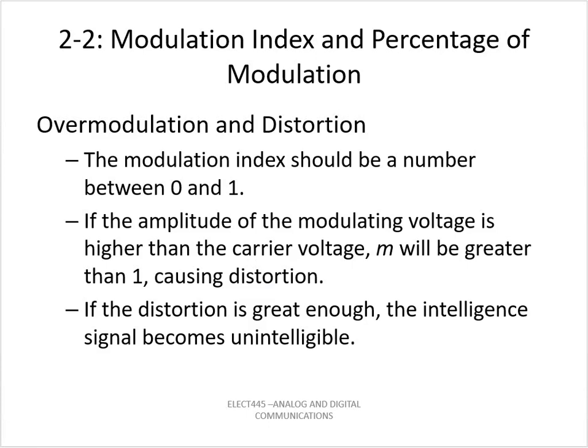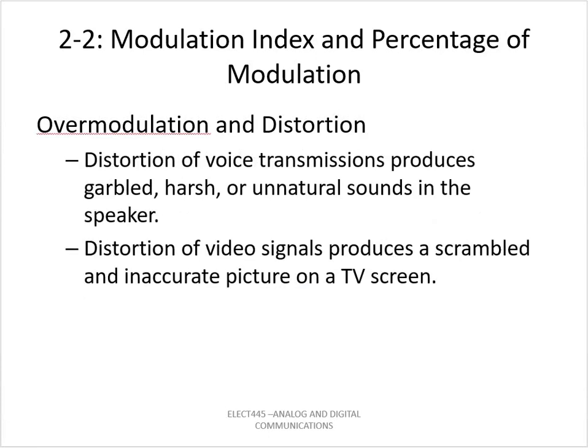Okay, overmodulation and distortion. Furthermore, distortion of voice transmission produces garbled, harsh, or unnatural sound in the speaker. If there is a distortion, then we cannot get the original or natural sound. Distortion of a video signal produces a scrambled and inaccurate picture on a TV.